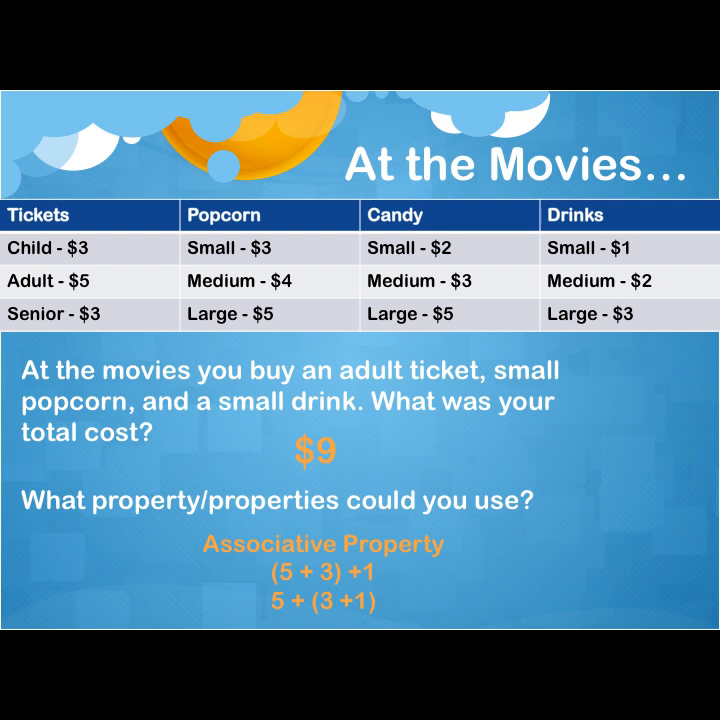Without even realizing it, you probably used one of the properties we learned to come to that answer. So which property did you use? You must have used the associative property. Maybe first, you added together the price of the ticket and the price of the popcorn, and then decided to add in the price of the drink. Or maybe you first added the price of the popcorn and the drink, and then added in the price of the ticket. Either way, you should have gotten a total of $9.